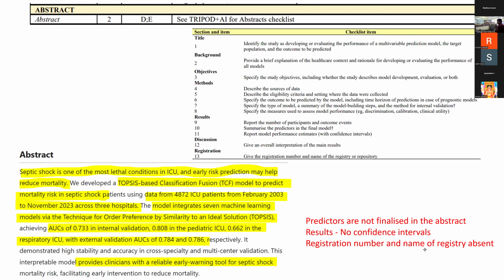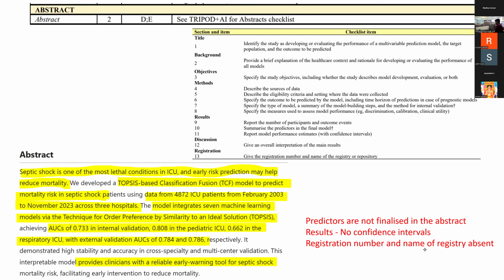The second question is for the abstract. The original Tripod+Ai checklist says you have to look at the Tripod+Ai abstract checklist, which I put as a checklist item there, which includes 13 things. It says that the abstract should be mentioned under different headings as title, background, objectives, methods, results, discussion, registration. However, they've given us a single paragraph of all these things. And they mentioned most of the things: the background, the objectives, methods, results, discussion.